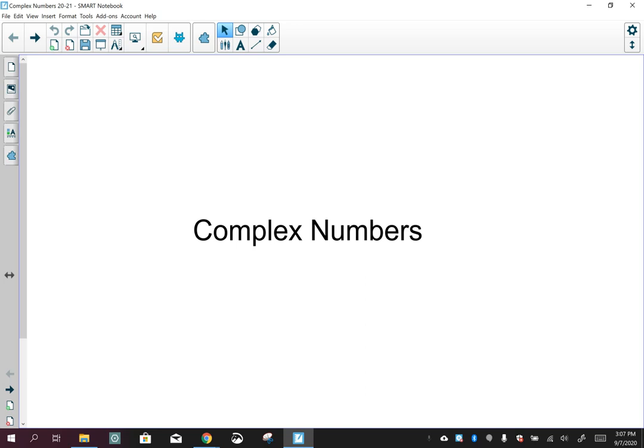Hello, everybody. So we are going to move on to complex numbers. Now, some of this you've seen before in the past, and some of this it might be new. I'm not sure. I can't remember if it should be new or not. But let's talk about what we're going to go over in this section.